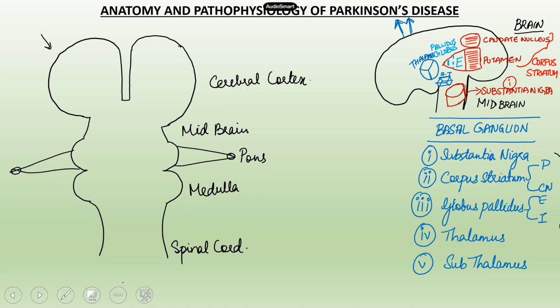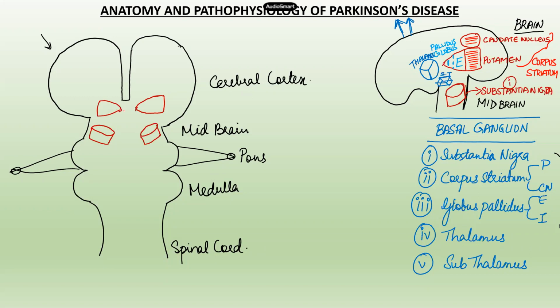So since we are in the midbrain, let me first draw the substantia nigra. Right, here is your substantia nigra. Again, here is your substantia nigra. After that, let me draw the globus pallidus and the corpus striatum. This is the globus pallidus and corpus striatum, right?